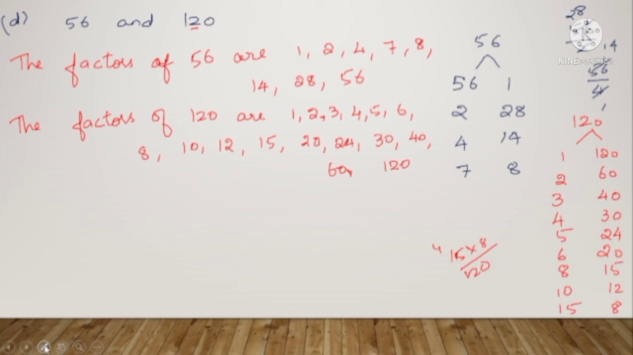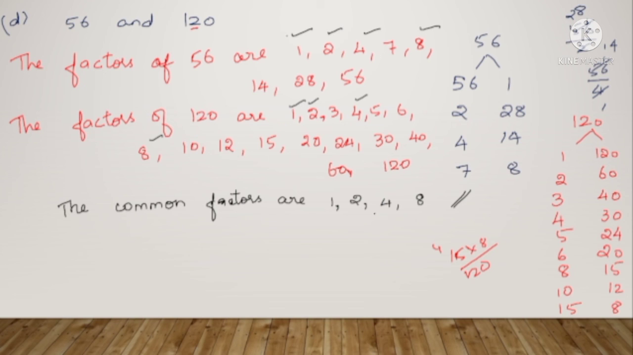So what are the common factors? 1, 2, 4, and then 8. That's all, isn't it? So 1, 2, 4, and 8 are the common factors. Therefore, the common factors are 1, 2, 4, 8. So this is the answer for subdivision D.